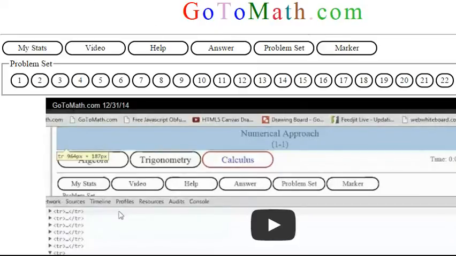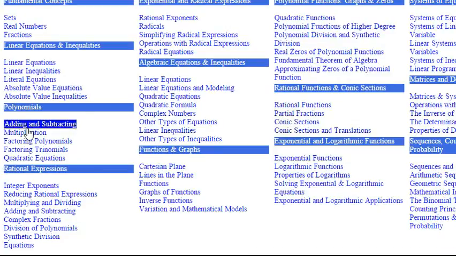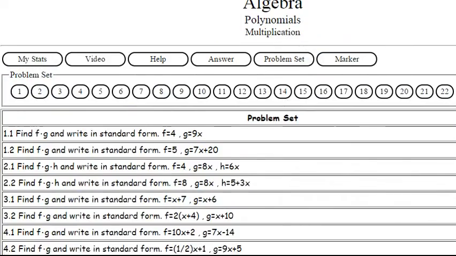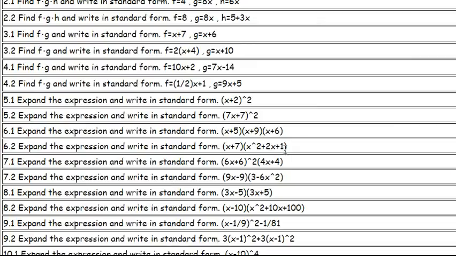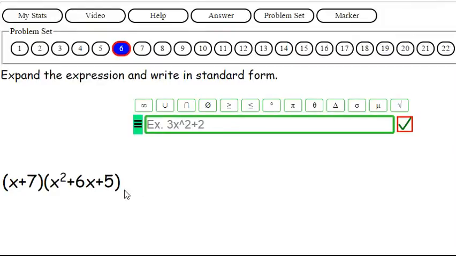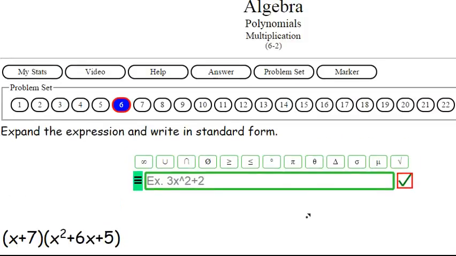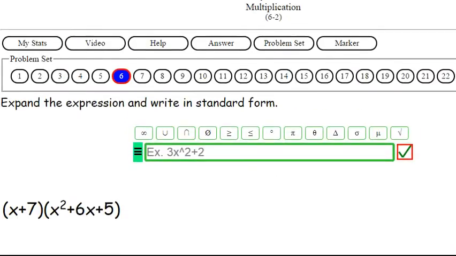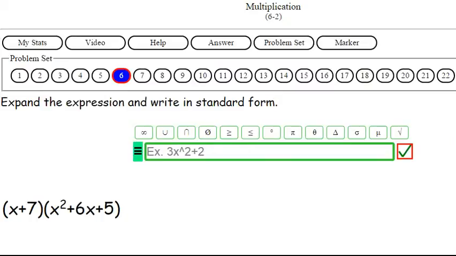Hey, we're over here at gotomath.com. Click on the algebra. Let's go down to multiplication. And we're going to be looking at 6.2, it looks like. So in the previous problem, if you did the previous problem, you shouldn't have any problems with this one. Okay. Cursor doing some weird stuff there. So this is 6.2. Alright, so we have x plus 7 times x squared plus 6x plus 5.